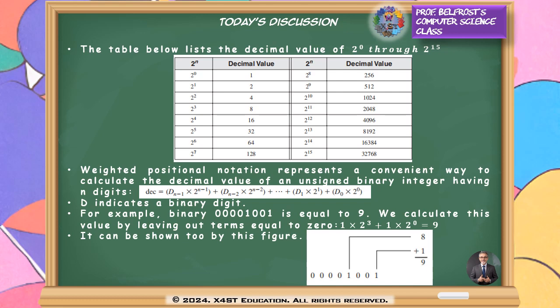For example, binary 00001001 is equal to 9. But how can we obtain this? Actually, you can calculate the value by leaving out terms equal to 0. Just take the 1s. So we have at position 2 raised to the 0, we have 1, and at position 2 raised to the power of 3, we have 1. So just 1 times 2 raised to the power of 3, 2 cubed, plus 1 times 2 raised to the power of 0, this is 1. So 8 plus 1 is 9, okay? Very easy. This is just basic.